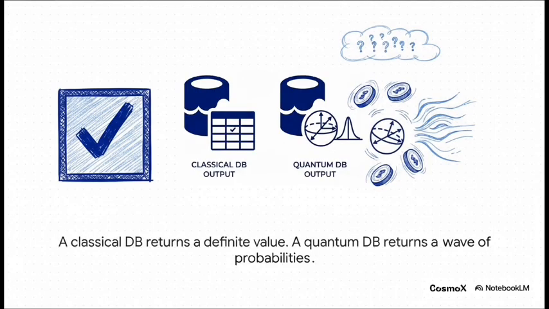This leads to a really fascinating outcome. A classical database gives you one solid, definite answer. Here it is. But a quantum database gives you something totally different, a wave of probabilities. It doesn't exactly hand you the answer. Instead, it points you with extremely high certainty to the most likely answer.